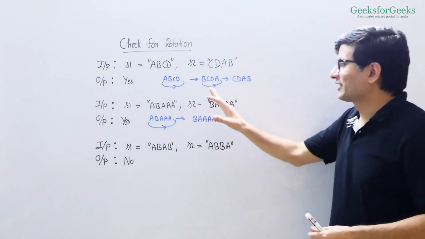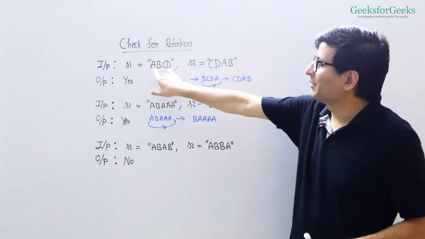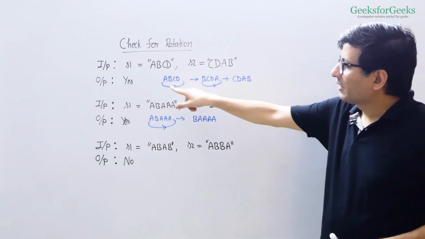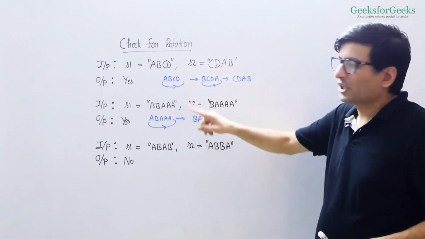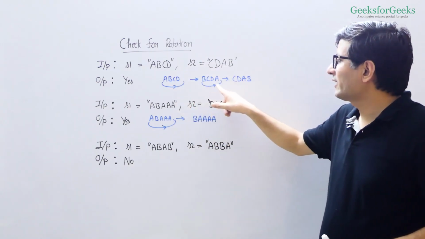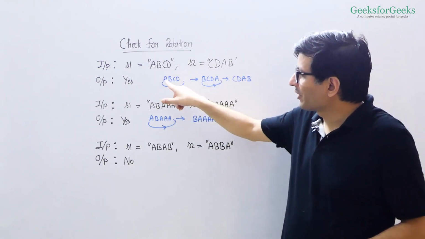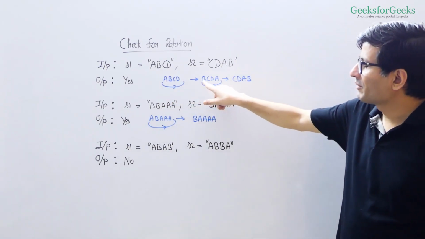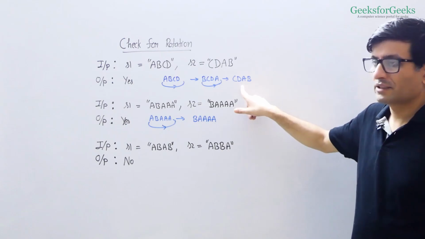Let's see these examples to understand the problem. Let's say ABCD is our S1, S2 is CDAB. If I rotate S1 two times counterclockwise, then I'll get S2. First time I rotate, I move A from here to here, I get this. Next time I rotate, I move B from here to here, I get this.